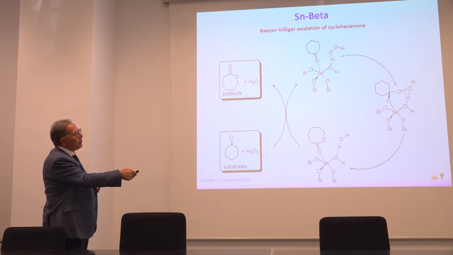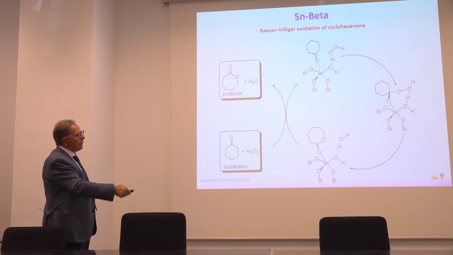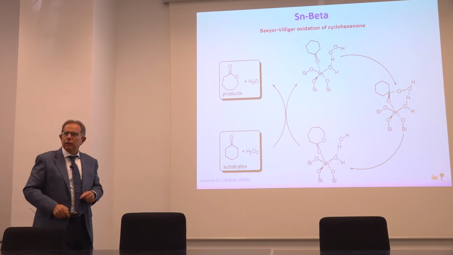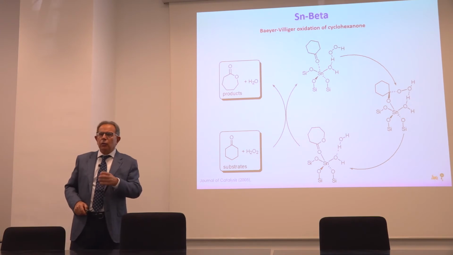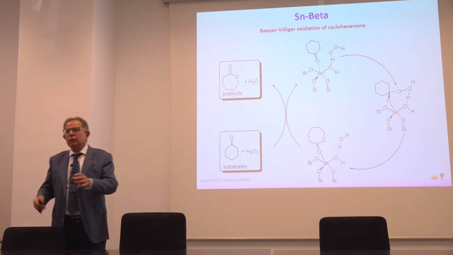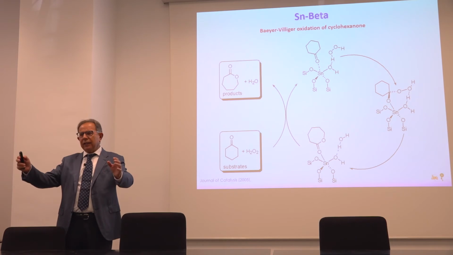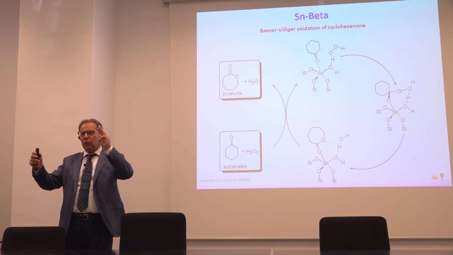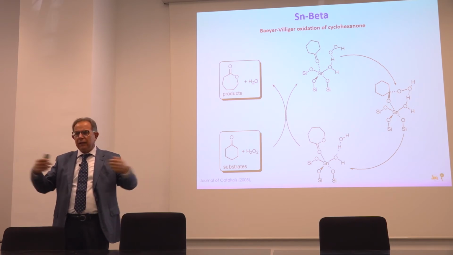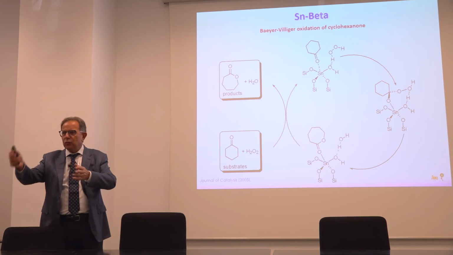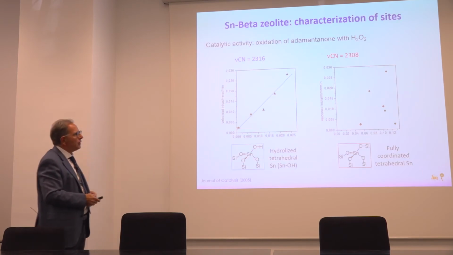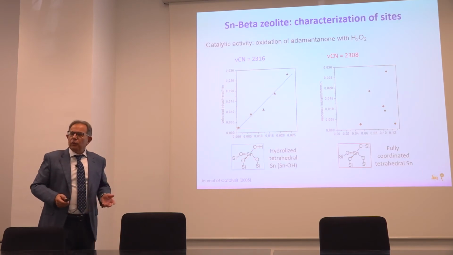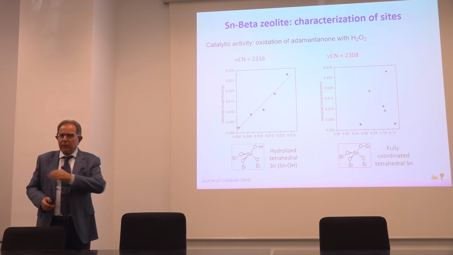The OH bonded to the tin activates the hydrogen peroxide that attacks the carbon now and gives you the final product. So what we want now is not to have sites tetrahedrally coordinated, but tri-coordinated in that one. And we have to find a way to produce those sites. Well, we found one way of doing that.